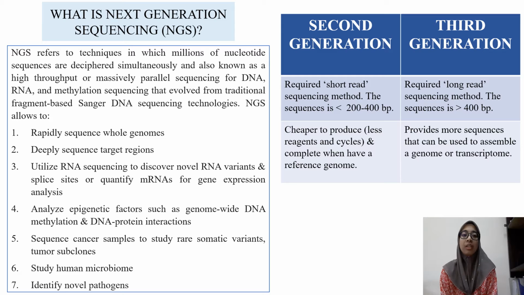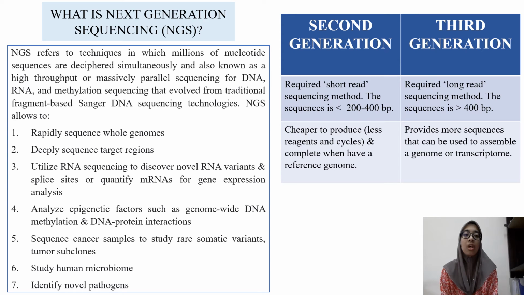NGS refers to technique in which millions of nucleotide sequence deciphered simultaneously, and also known as high throughput or massively parallel sequencing for DNA, RNA, and methylation sequencing that evolved from traditional fragment-based Sanger DNA sequencing technologies.